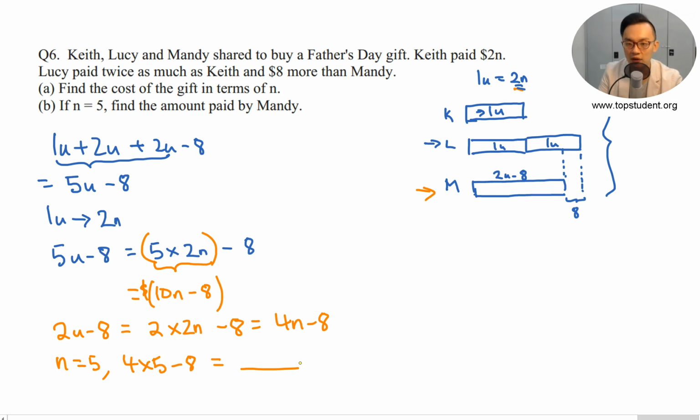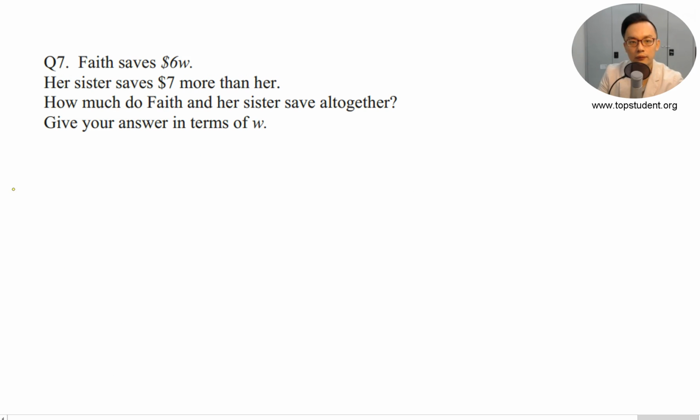So show me the answer if I ask you to do this as homework. Faith saves $6W. Her sister saves $7 more than her. How much do Faith and her sister save together? So again, model. All right, so I usually draw the bigger model on top, the smaller model below. So which is saving more? So the sister saved more, and Faith saved less. So how much more did the sister save? So the sister saved $7 more.